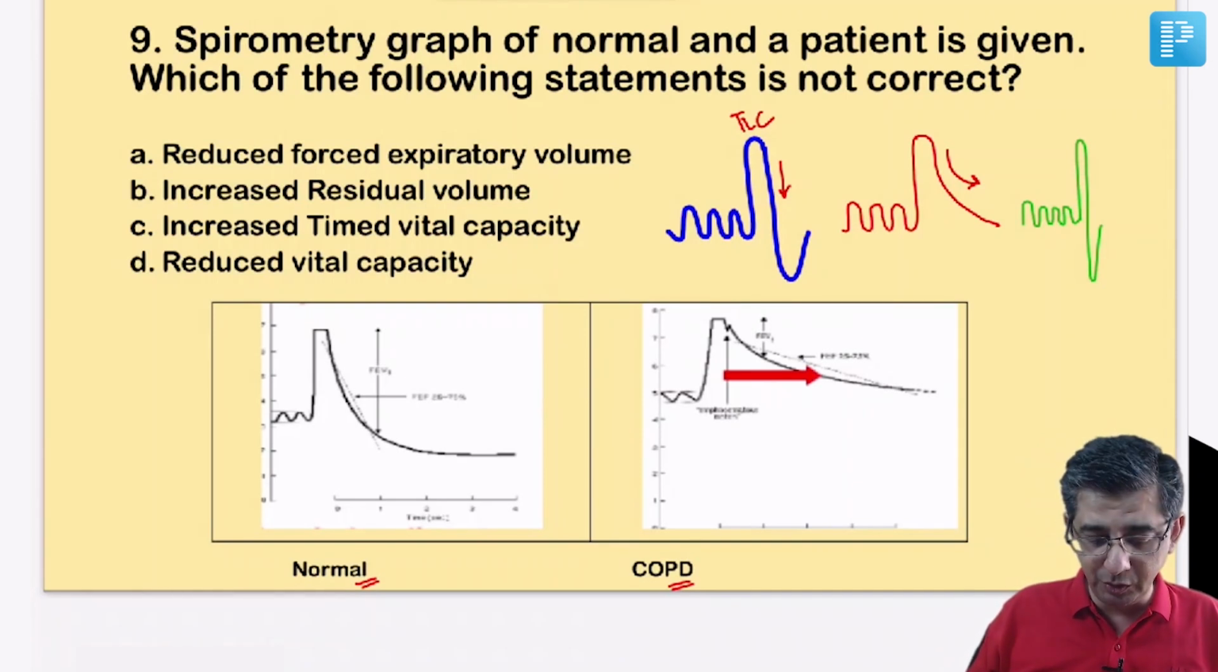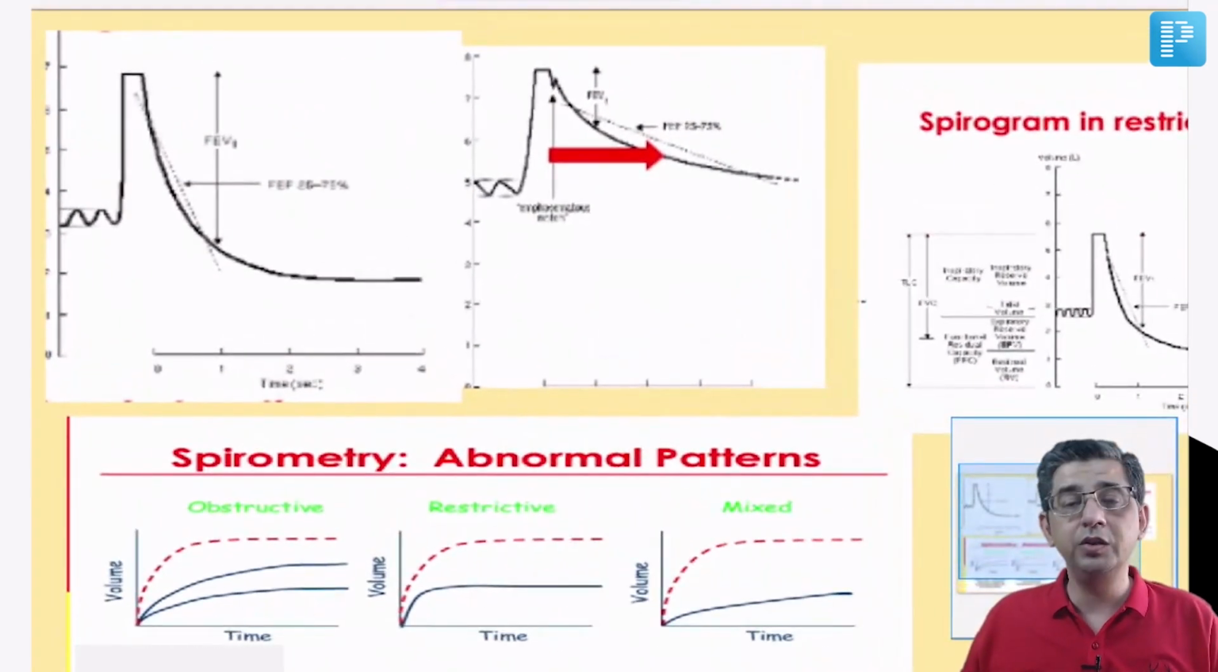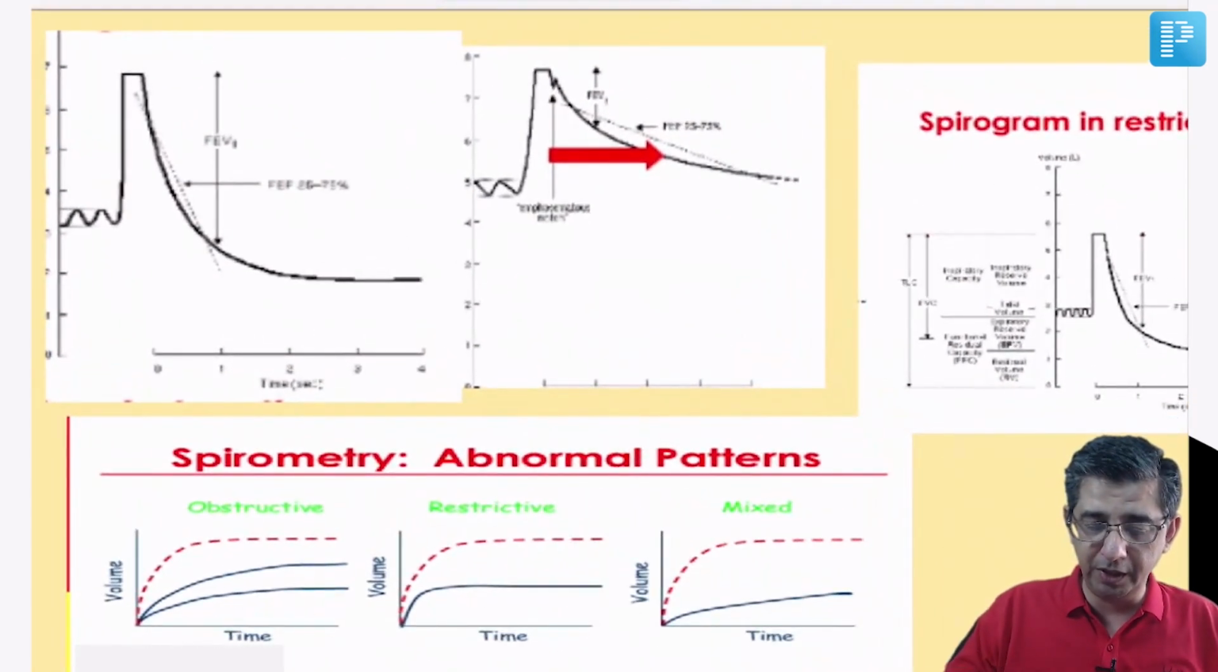Before I comment on the answer to this question, I just want to show you that there are two curves that I've highlighted in this case. One is for obstructive airway disease. In fact, I can just mark it here before you. There's a shift of the curve.